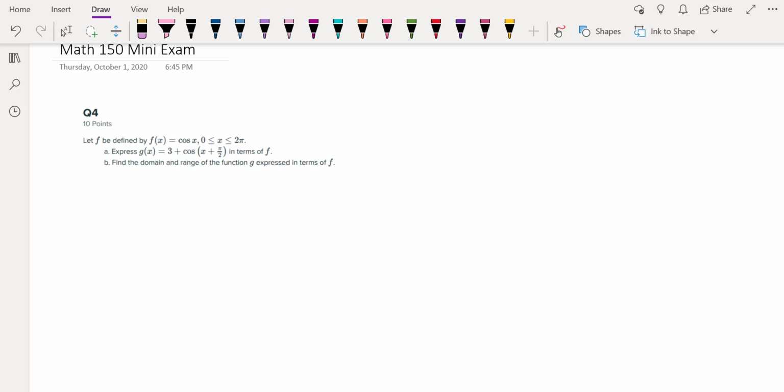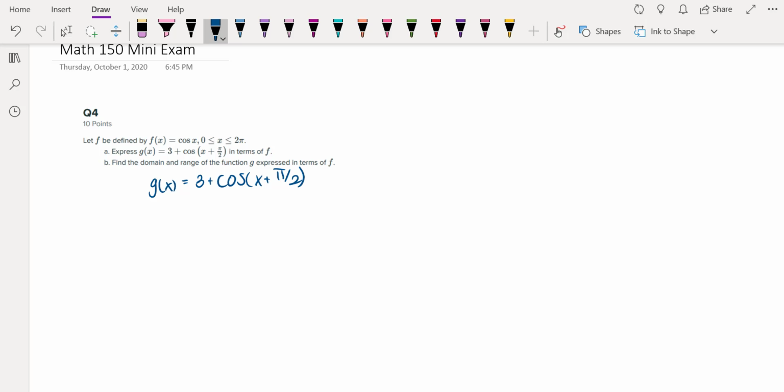This video is going to go over question 4 from your mini exam. It says let f be defined by f of x equals cosine of x, and x is between 0 and 2 pi. And part A says express g of x is equal to 3 plus cosine of x plus pi over 2 in terms of f. So we have g of x given is equal to 3 plus cosine of x plus pi over 2.